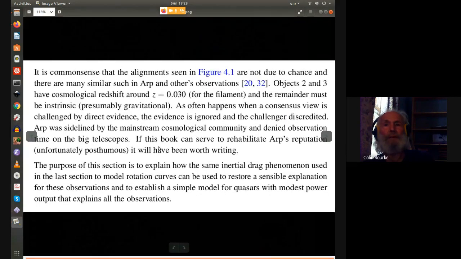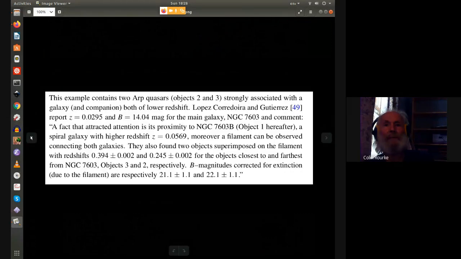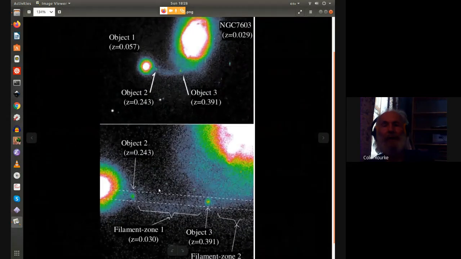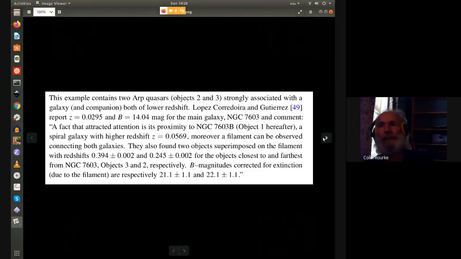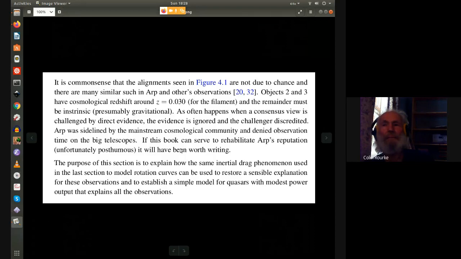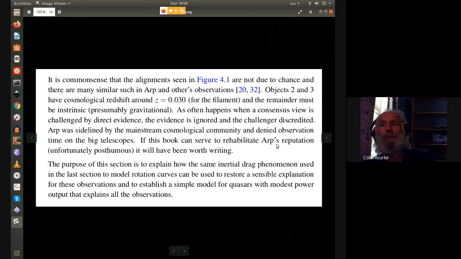So if you go back to the picture there, it's common sense that those objects are not there by chance. They're part of the arrangement. The chance of that happening is just phenomenal. It's one in a billion or something. So these two objects, objects 2 and 3, have a cosmological redshift of about 0.3, and the remainder must be intrinsic, presumably gravitational.